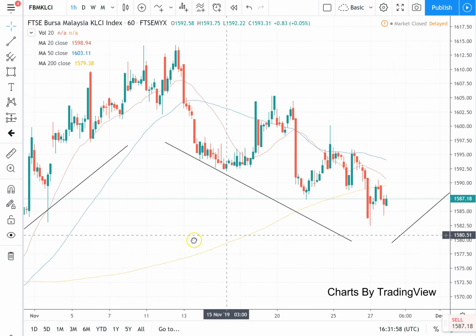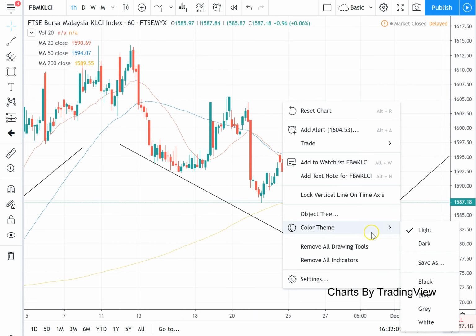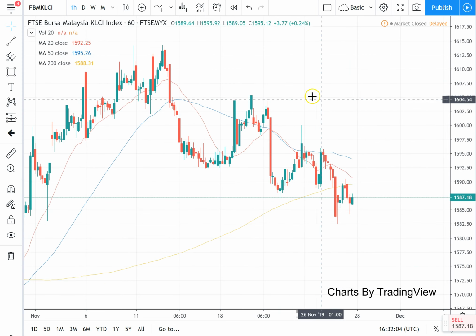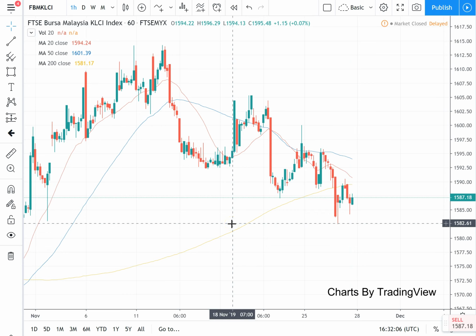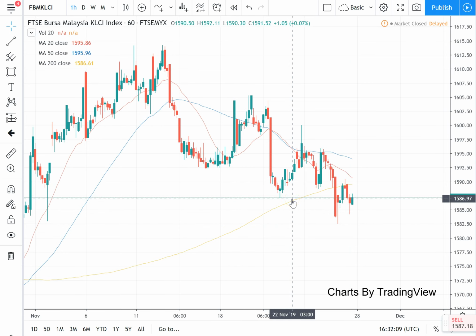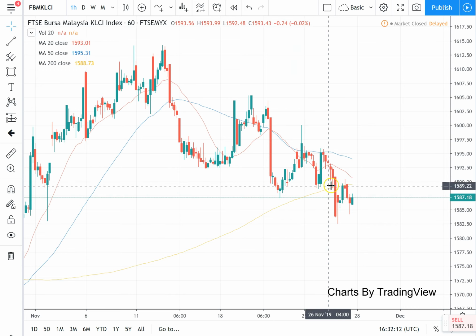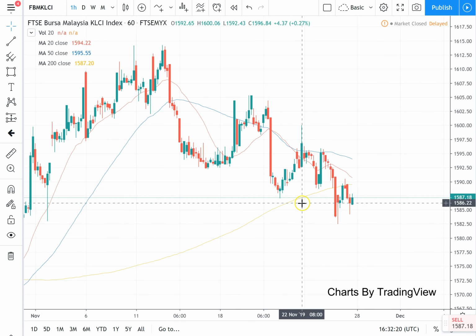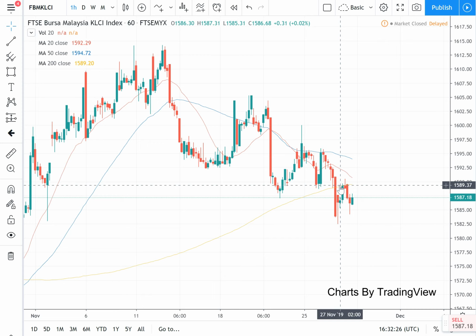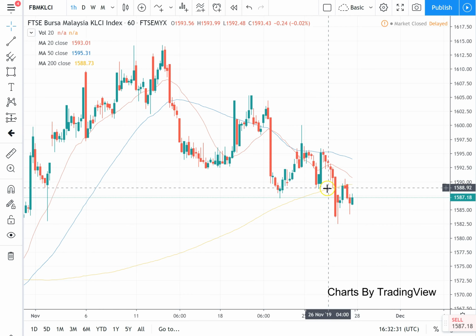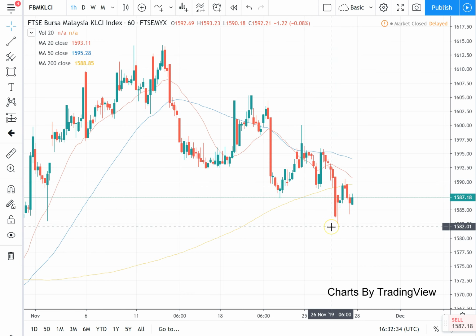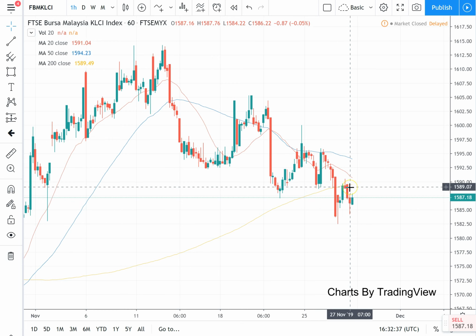Now let's take a look at the hourly chart of the KLCI. Let me just remove the drawings so that you won't get confused. This is a 60-minute chart. I did an analysis on the KLCI the other day, and I mentioned that if it can stay above this 60-minute 200 MA, this is the hourly chart, there is a possibility that it might bounce up. However, as you can see throughout the trading session, it slashed through the 200 MA, so there was no support.